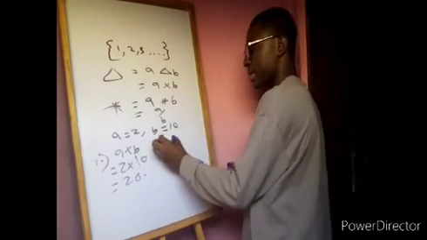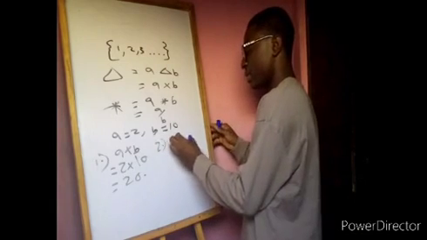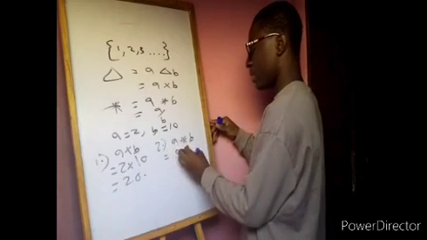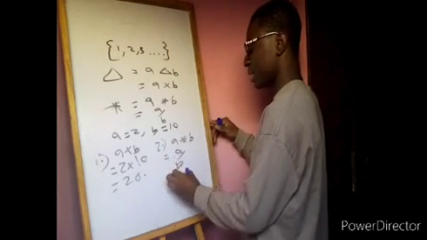Then let's try the asterisk operation. A asterisk B is equal to A over B. But A is 2 and B is 10, so that's 2 over 10.